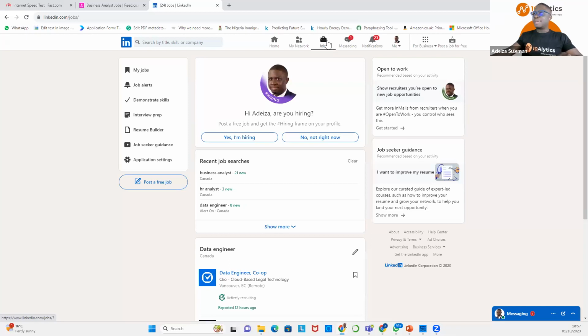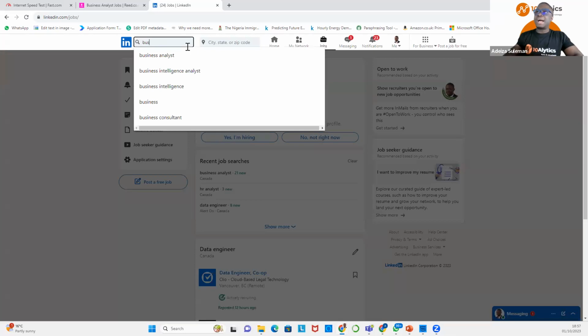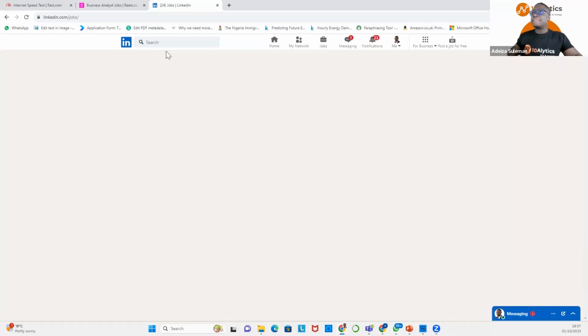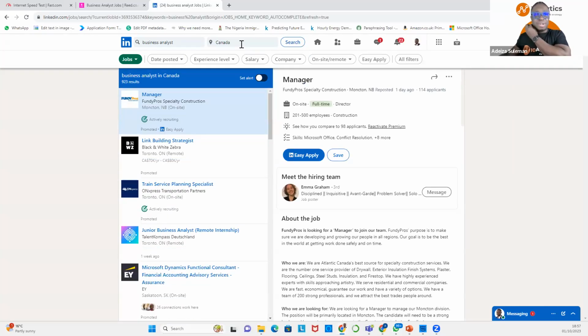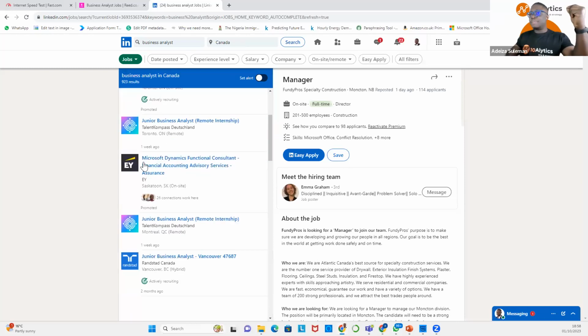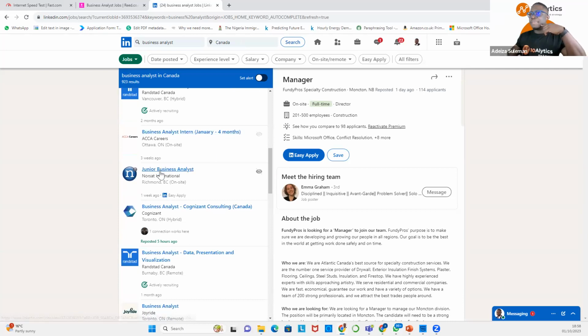So if I click on jobs, for example, and I go to search, and I type business analyst or business analysis, as the case might be, and I click on that. Okay, you can also select the city, you can select the country. It's currently on Canada, but you can select different cities, different countries, depending on where you are looking for that job. Okay, so let's just scroll down a bit and see if we can find any job.